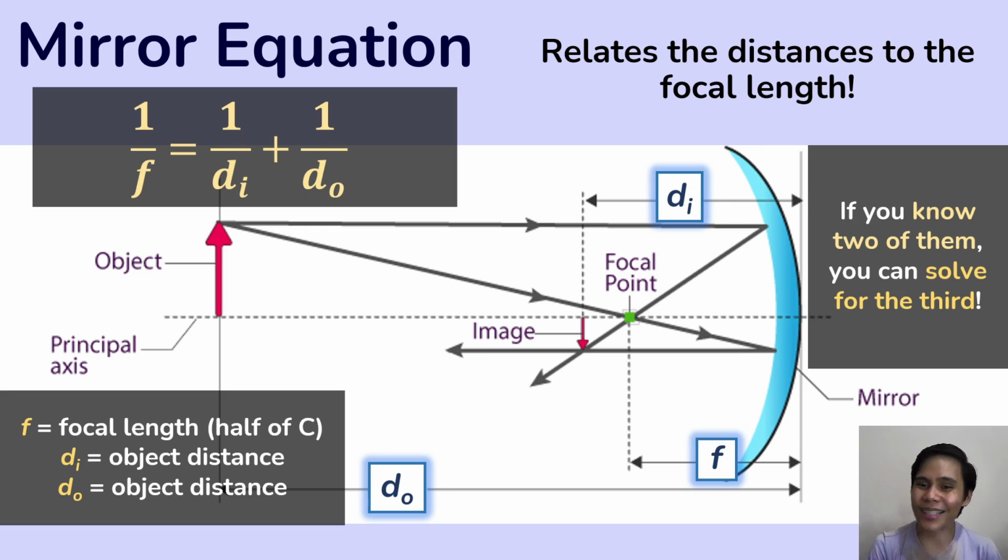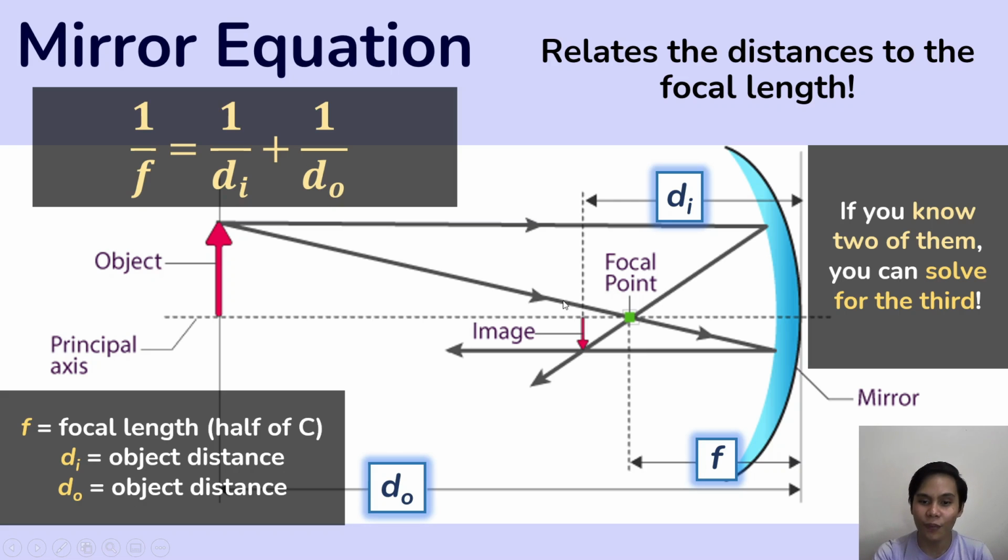So the first equation we have is the mirror equation. It relates the distances to the focal length. This equation just says 1/f = 1/di + 1/do. Di is the image distance, sorry, that's a typo there. Do is the object distance, and f is the focal length. So once again, the tiny letter here is just the marker of whether it's the image or the object. If you know at least 2 of these, if you know the focal length or the image distance or the object distance, at least 2 of those, you can solve for the third thing.